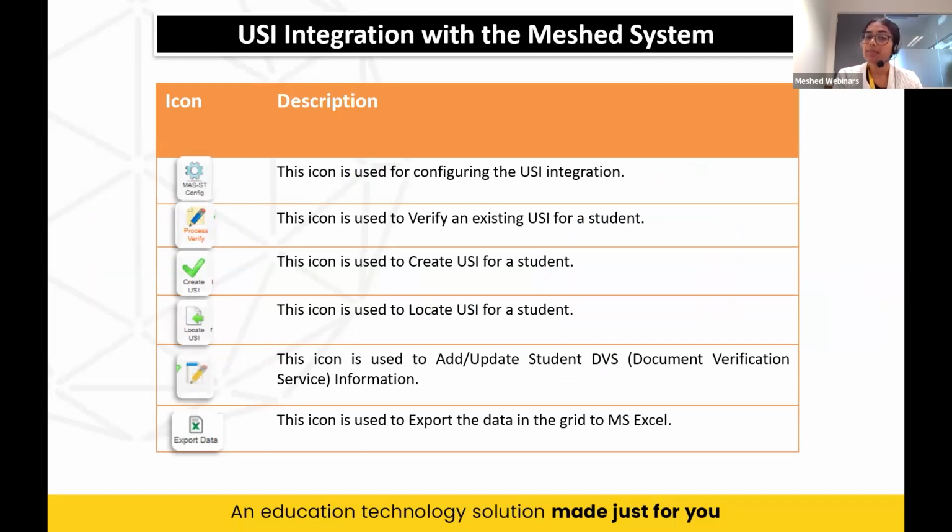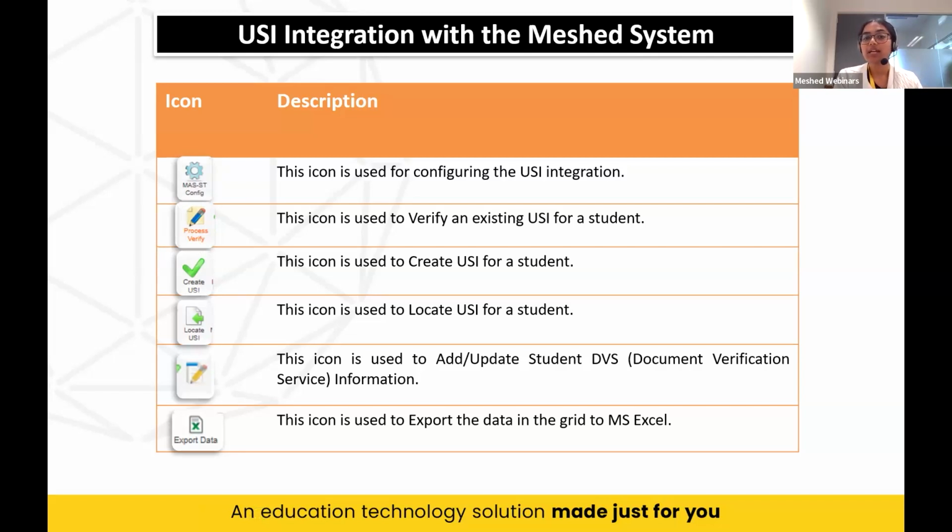So as we have understood the steps to create a USI machine credential, let's try and understand what are the different icons that you will see on the Mesh platform once you are in the USI page. So the first icon, as you can see on your screen, is the icon used for Mass ST configuration. So this is the icon where you will ideally go and set up the machine credentials that you have installed from RAM. The next icon on this slide is for process verify. As the icon name suggests, this allows you to verify an existing USI for a student. This is the landing page.